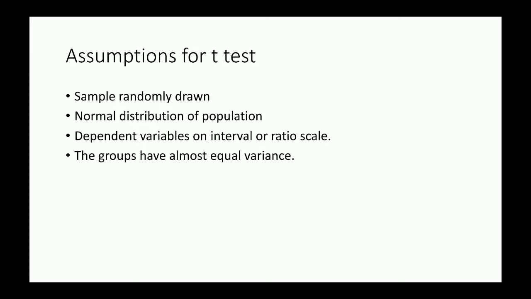The third assumption is dependent variables on interval or ratio scale. When we are talking about the variables in this t-test, the variables we are using as a classification variable or the dependent variable should be on interval or ratio scale. The groups should have almost equal variance. This has to be ensured when you are applying the equal variance t-test.